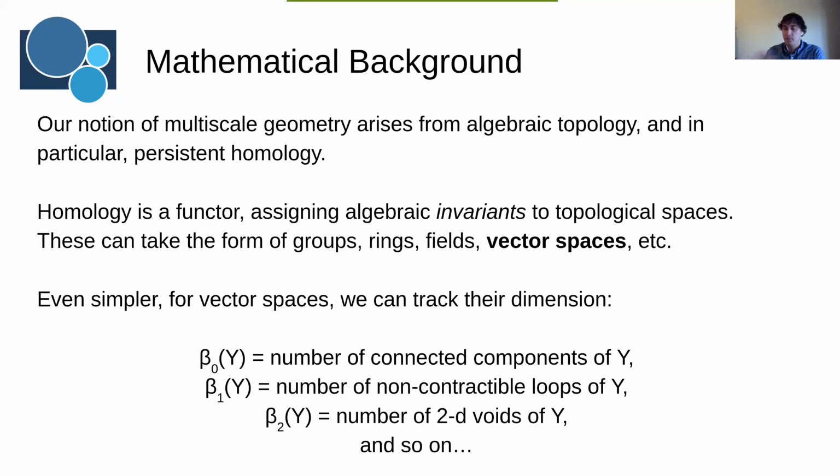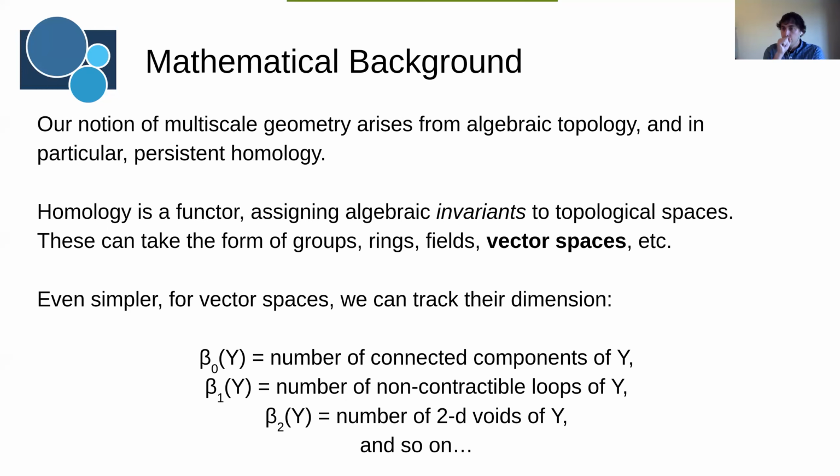So at the bottom of the screen here, if you give me a topological space Y, Betti 0 is the rank of a vector space. In other words, it's just a number, and it counts the connected components of the space that you plugged in. Betti 1 is also the rank of a vector space. It's the number of contractible loops of the topological space you plugged in. Betti 2 is the number of 2-dimensional voids, and you can go on and on. You can study higher dimensional structure of your topological space.